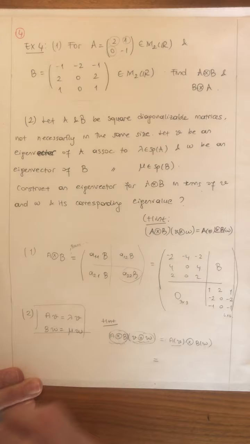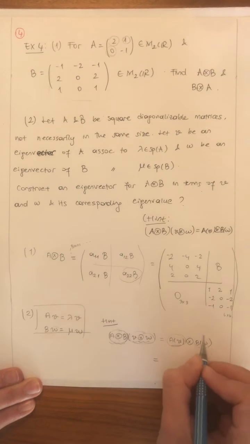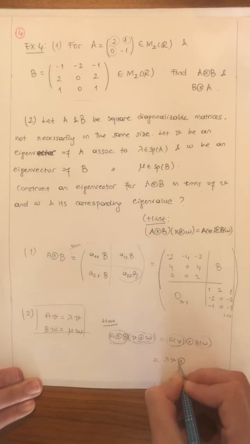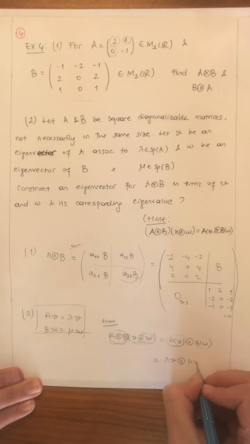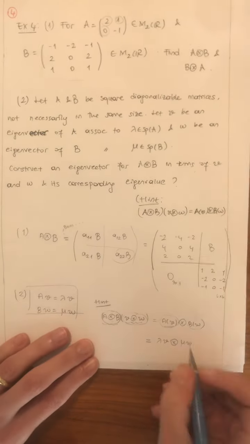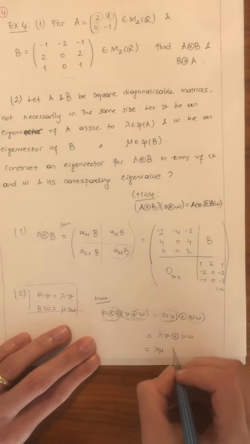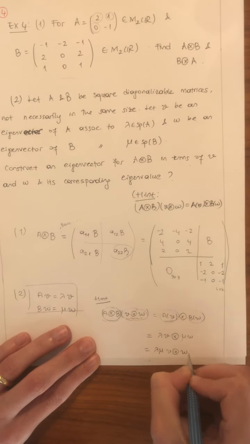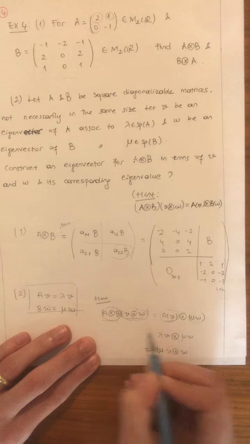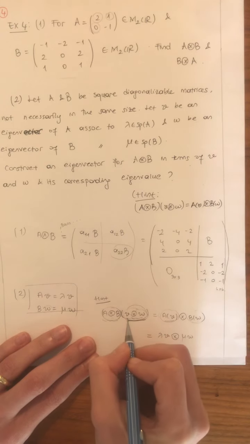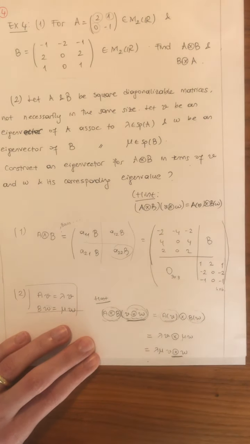And we also know that these values are the same as lambda V tensor mu W. And for the tensor product, we may remove the scalars on the left side, and by the definition of the eigenvector and eigenvalue, we see that this vector, determined by the tensor of V and W, will be an eigenvector for this tensor product with the eigenvalue lambda mu.